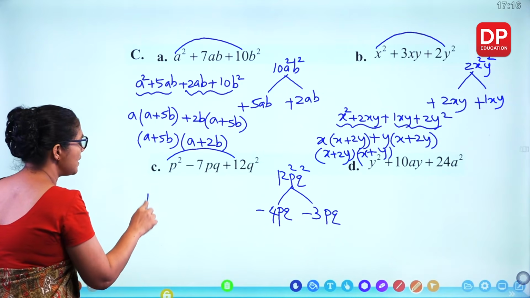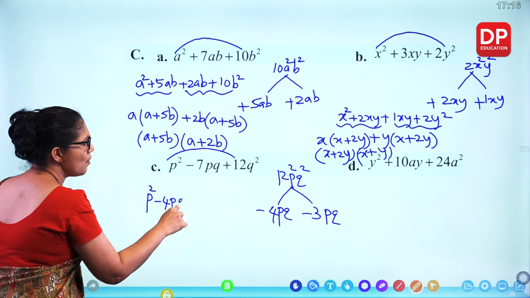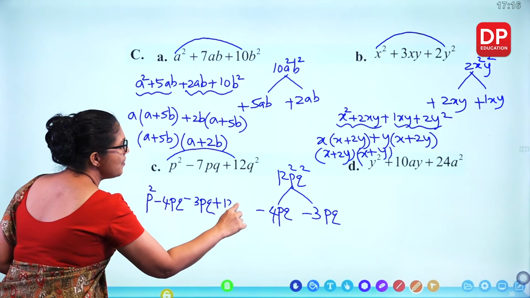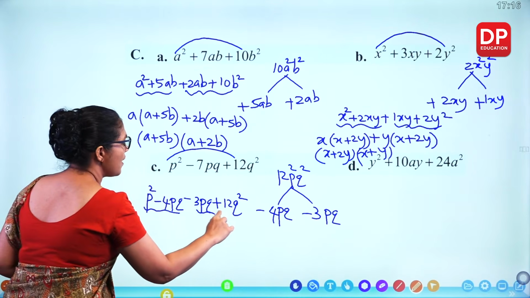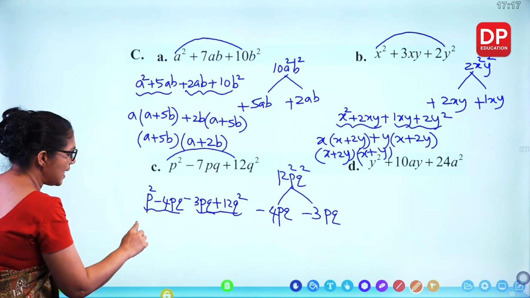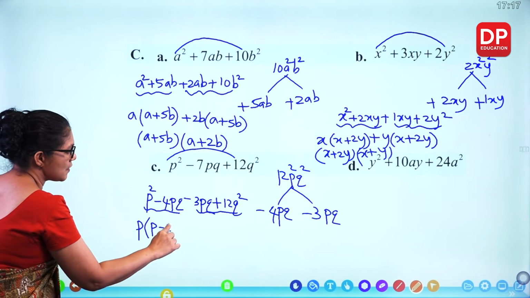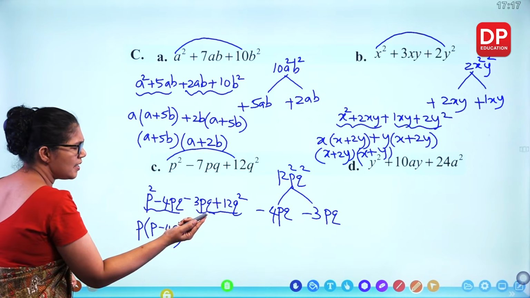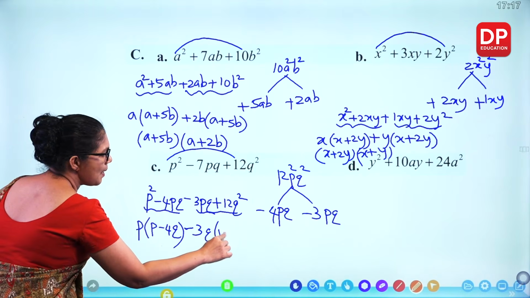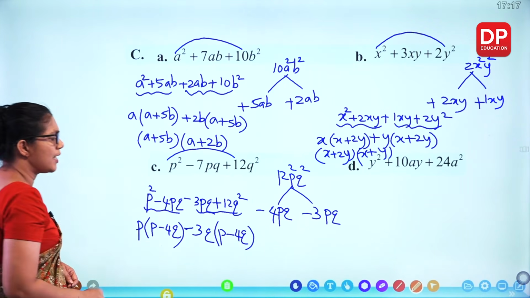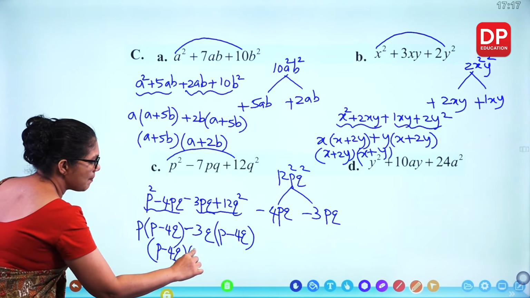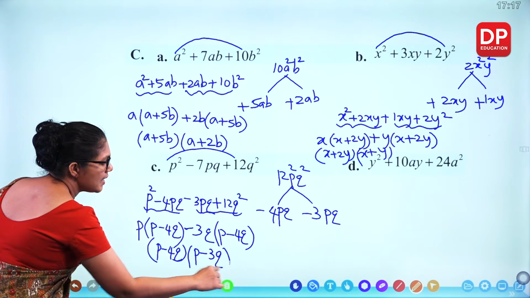So we'll try to split the middle term to 4pq and 3pq. Here both are negative. And then take the first two separately and the last two separately and try to factorize. So p, you can take it out. p minus 4q is remaining. Here what we do? Minus 3q is common. Take it out. What's remaining? p minus 4q. So p minus 4q is common, you can take it out. The remaining part again, p minus 3q.